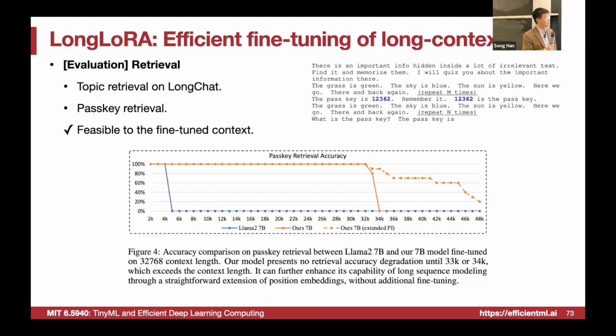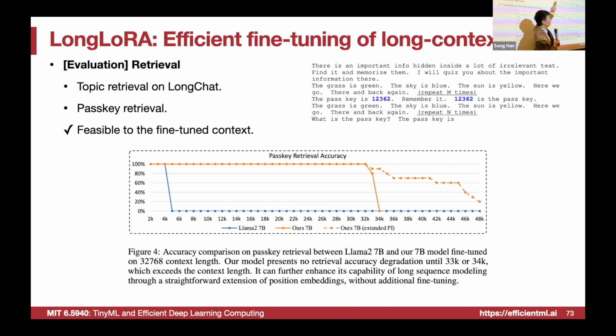So finally, let's see the retrieval accuracy when we have pretty long context, all the way to 32K, all the way to 48K. The tasks are topic retrieval on long chat, and passkey retrieval. And the document is like this. This is an important info hidden inside a lot of irrelevant text. Find it and memorize it. I will quiz you about the important information there.